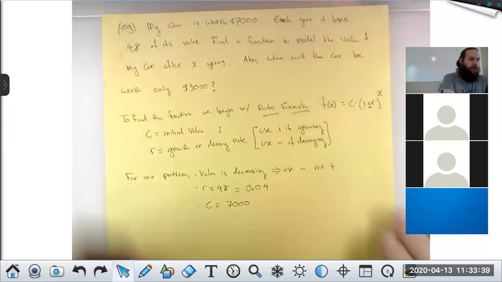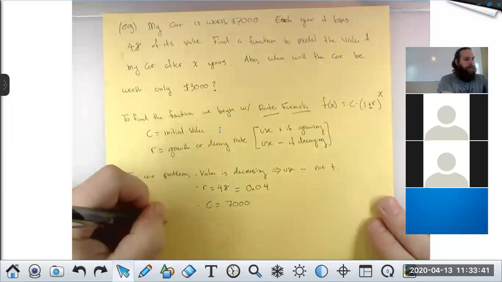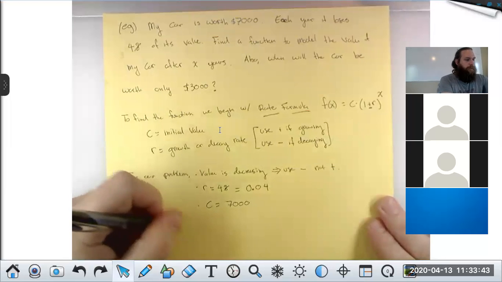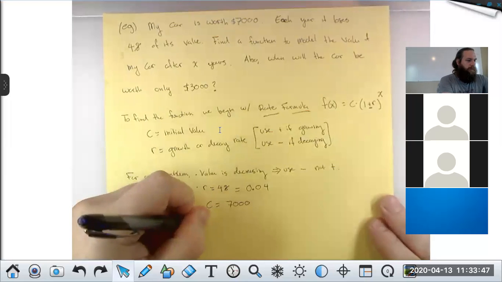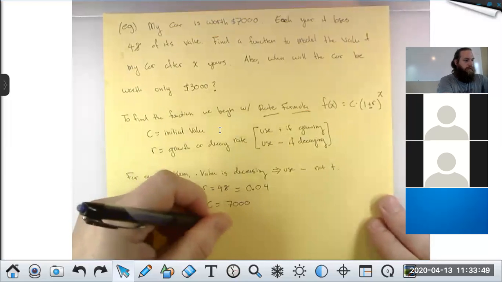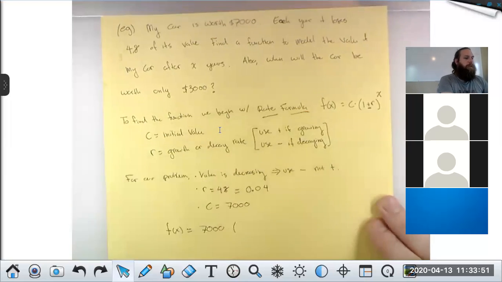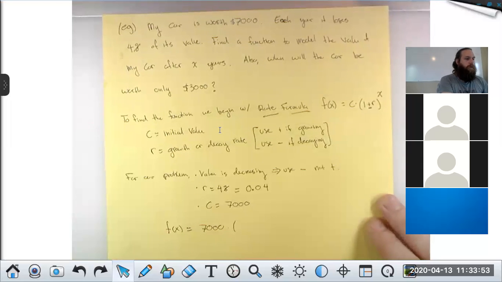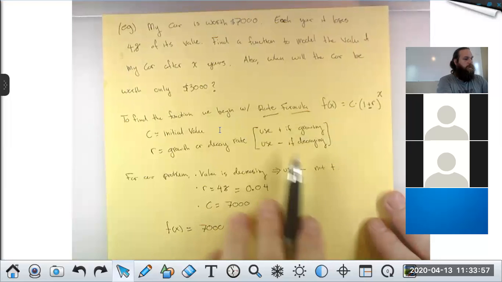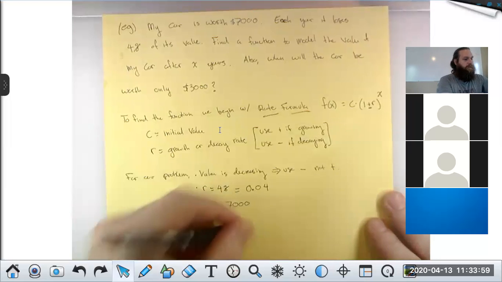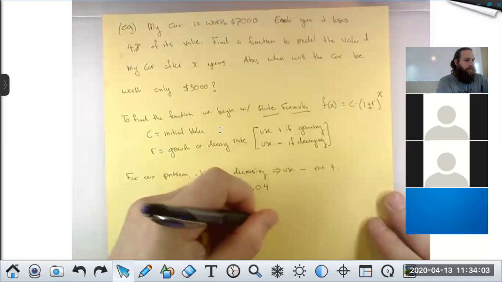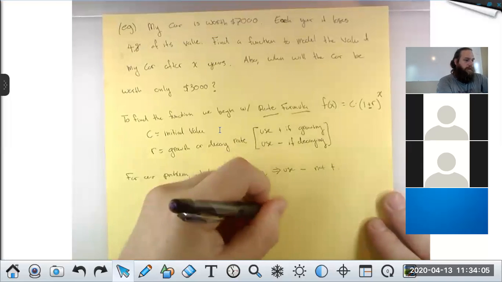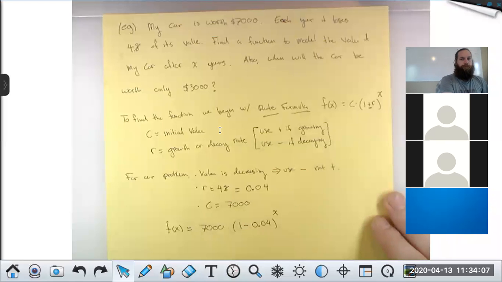So if there aren't questions, I'm going to go ahead and plug these things into my formula, and that will give me the function that models the value of the car. c is 7,000, and that's being multiplied by 1 plus r or 1 minus r all to the x. So here, because we're decaying, we're going to use the minus. So this is 1 minus 0.04, and then all of that is raised to the x.